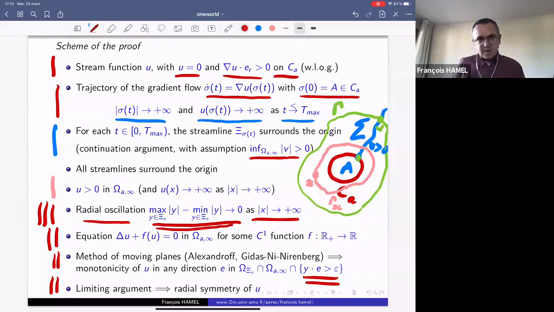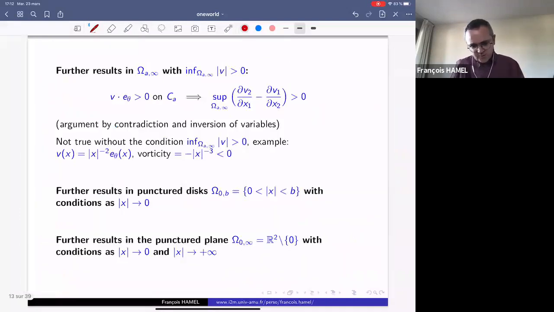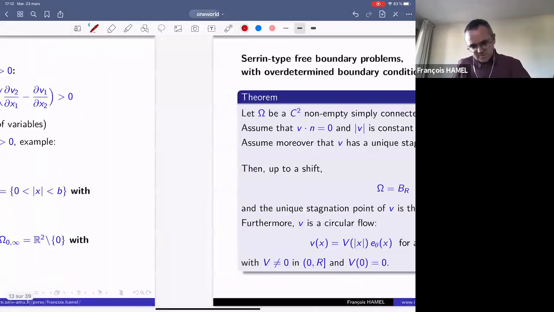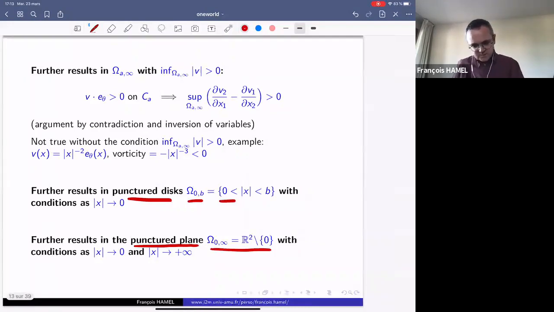Okay, so I had to skip the details, and I don't have time to present further results, but there are also further results in the punctured disk when we subtract the origin, and also in the punctured plane, R2 minus the origin. So we get such results also in this configuration, but I don't have time to talk about that.